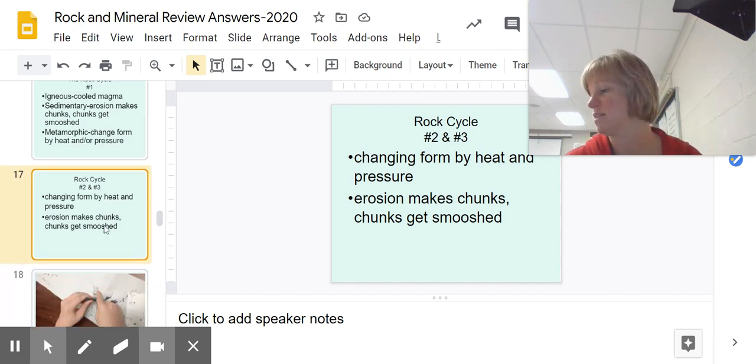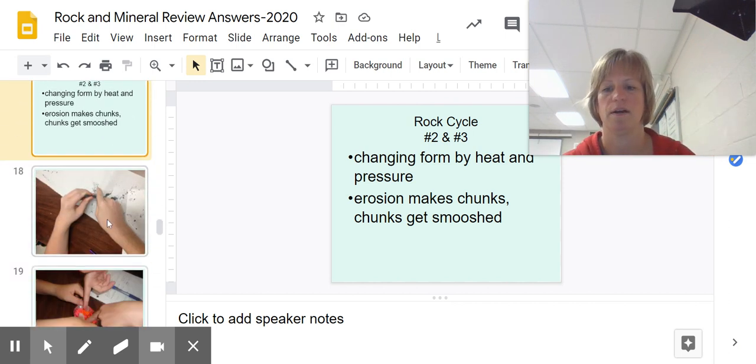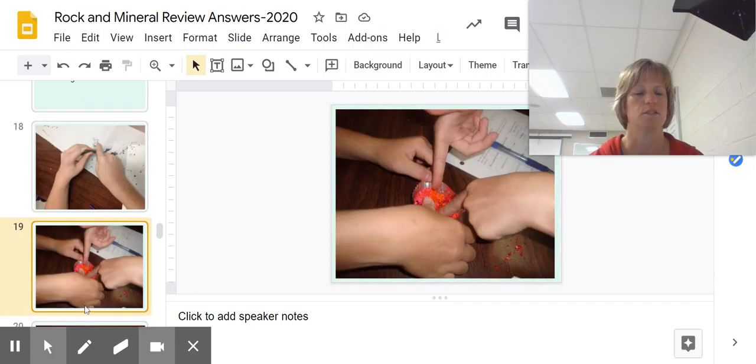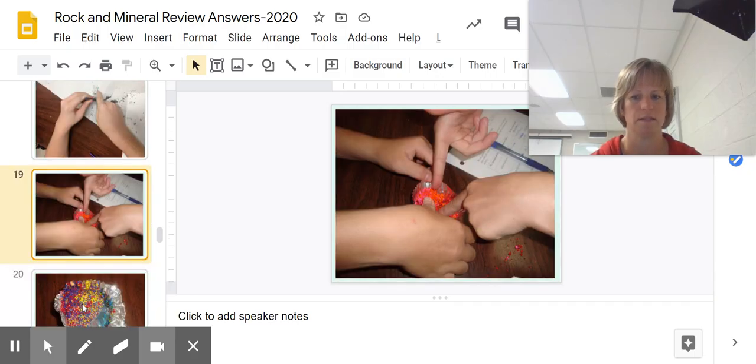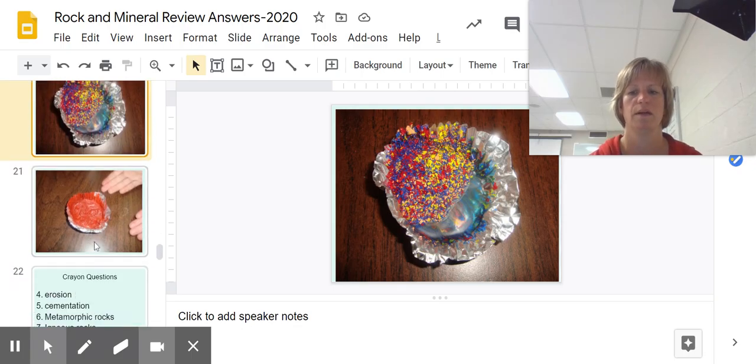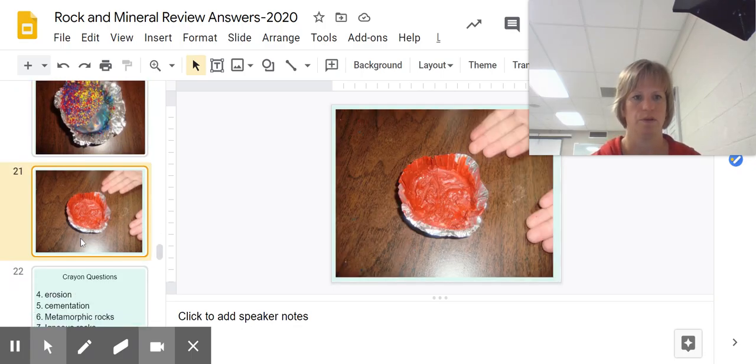Okay, now, next questions have to do with the crayon. So check out these pictures. So here we have someone shaving the crayon, then smushing those little shavings. Then this one is the partial melt and cool, and then the total melt and cool. So what were those 4 pictures representing?